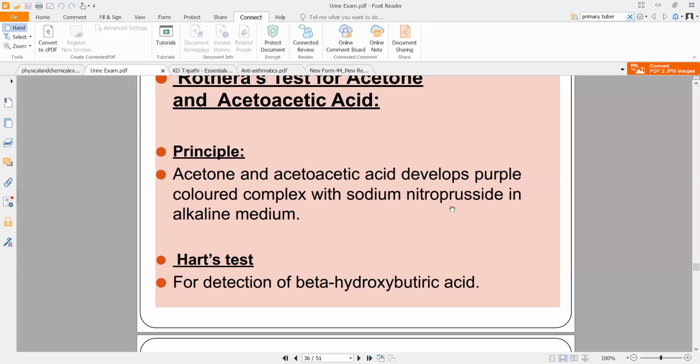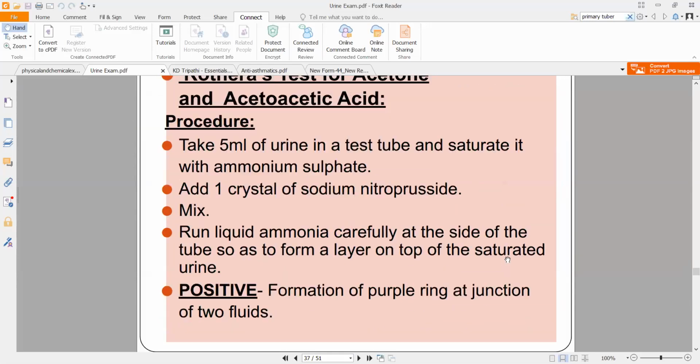So in any case, the Rothera test basically relies on the change in color. If you have acetone or acetoacetic acid in urine, it will immediately turn purple. So how do you do that test? You take 5 ml of urine in a test tube and you saturate it with ammonium sulfate. You need alkaline urine for this. You cannot have acidic urine for this.